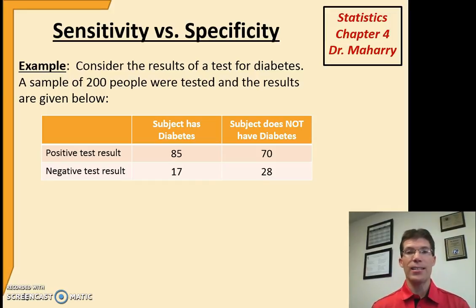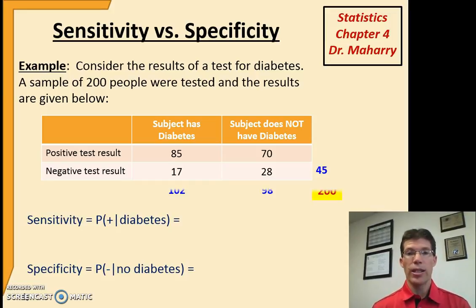So if we look at sensitivity and specificity here, first thing we'll want to do is look at the row and column totals. So notice there's a total of 155 people that ended up with a positive test result, 45 that ended up with a negative test result, and there's that 200 total. Similarly, there were 102 subjects in this test that had diabetes, actually had the disease. There were 98 that did not.